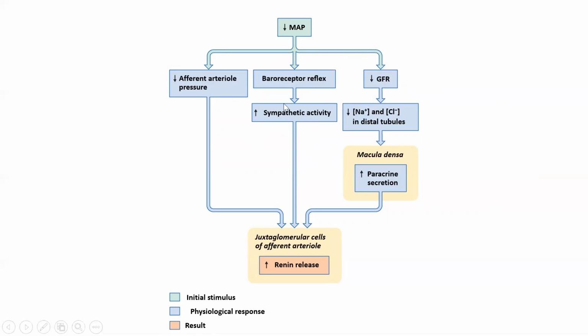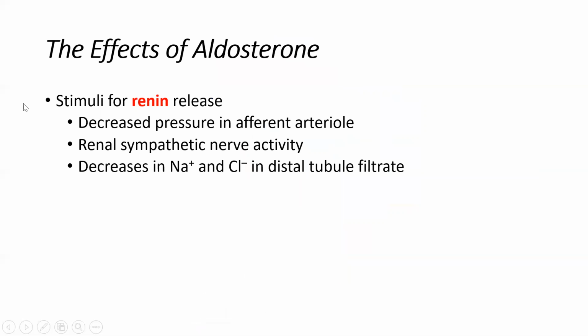And then the third stimulus was decrease in afferent arterial pressure, which again is indicating to us a decrease in overall mean arterial pressure. So these are the 3 stimuli for renin, also listed here: decreased pressure, sympathetic activity, which is another way of saying decreased baroreceptor stretch, and then less sodium and chloride in the distal filtrate, which is communicating to us a decrease in GFR.